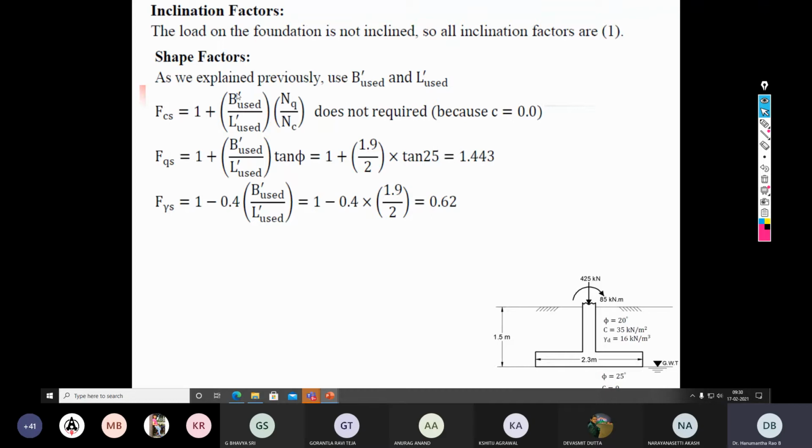So first calculate the shape factors. When you are calculating the shape factors, you are asked to use B dash used and L dash used. That means these are the modified ones. That means you are following the effective area method.